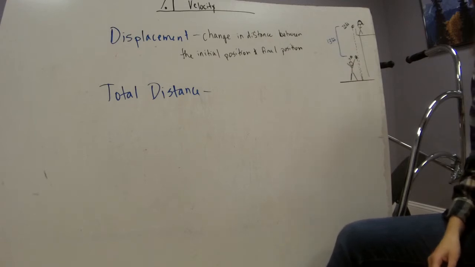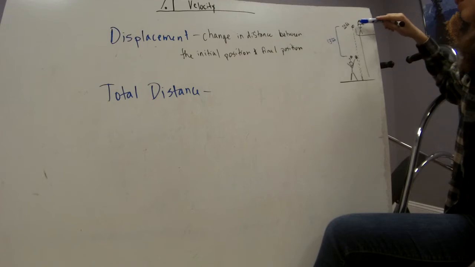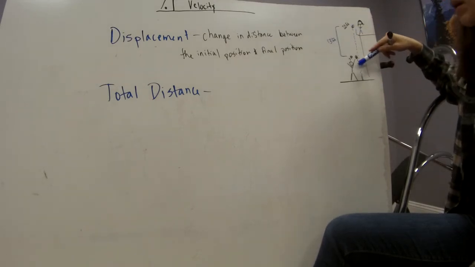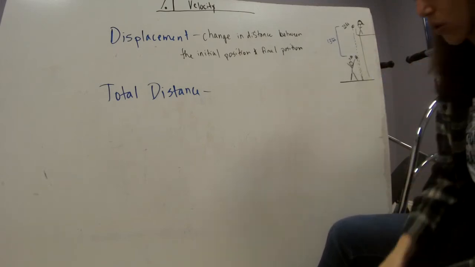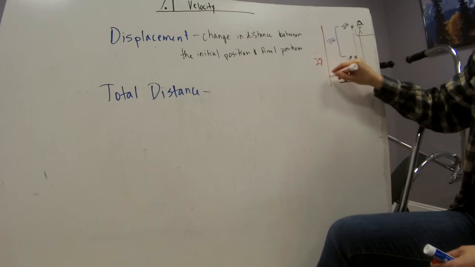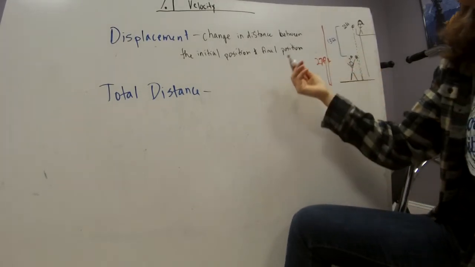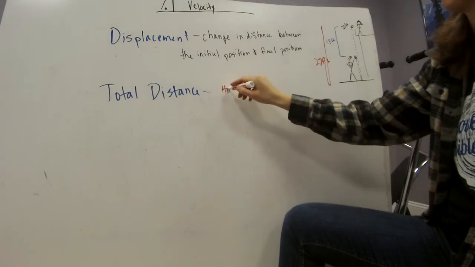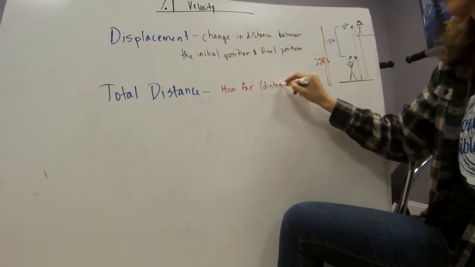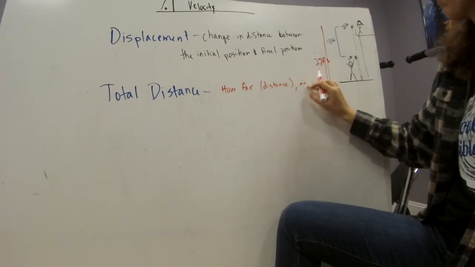And total distance, though, would be totally different, right? If we were to keep track of how far this tennis ball actually traveled, it did not travel 13 feet, because it traveled all the way down, and then it bounced back up and traveled this more. So the total distance would be 27 feet, right, because it went down and back up. So total distance is basically how far, as a distance, an object travels.